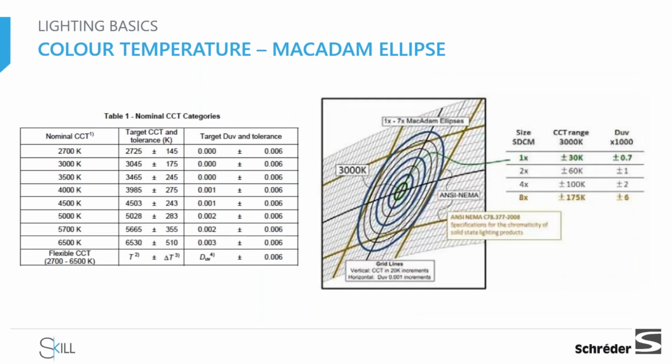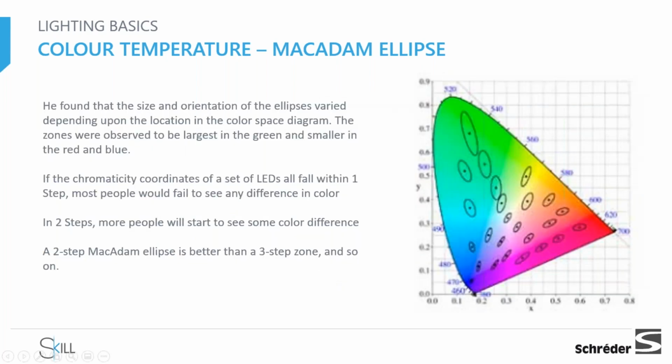Now, to understand what value we have to consider for the MacAdam ellipse, we have to understand that the ellipse itself is not the same everywhere. The size of the ellipse, or the border of the ellipse, is not the same everywhere. So if we look here, we see that this ellipse is not the same dimension as this ellipse. So I cannot always say that a one-step ellipse means 15 or 20 or 50 Kelvin, because it really depends on the location on the CIE chromaticity diagram.